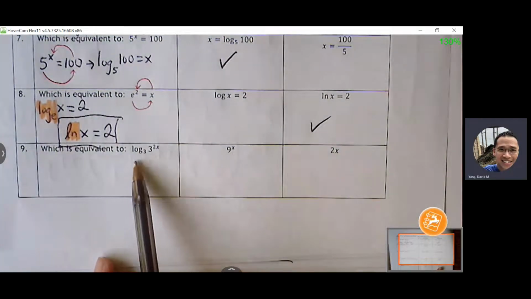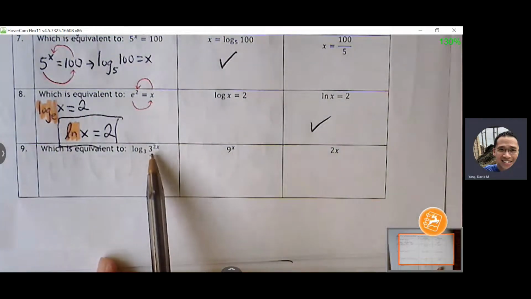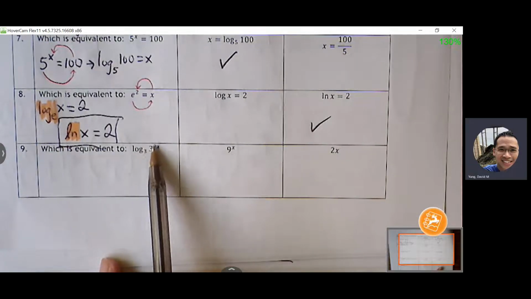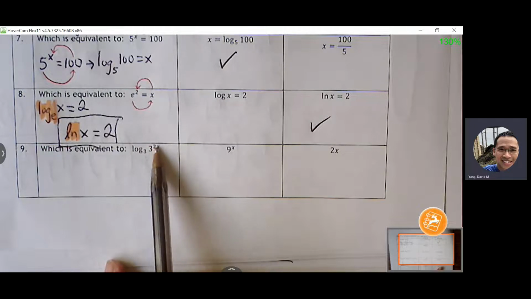This is a special property that says if the base of my log and the value match, they cancel each other out, and the only thing left is that 2x.